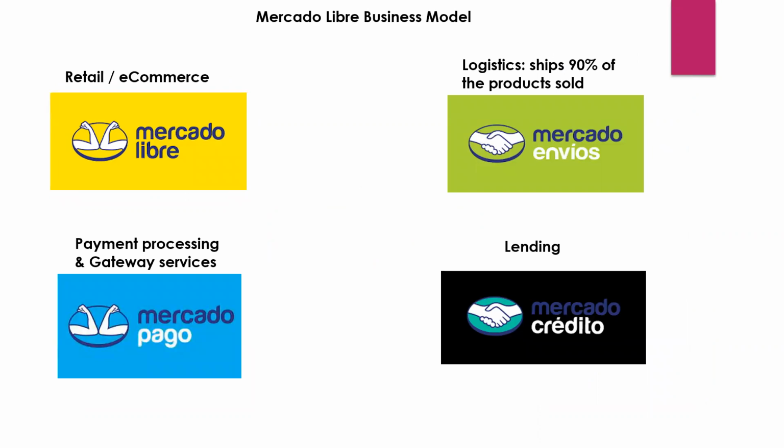So this is also called the Amazon of Latin America. They're also into e-commerce. They have logistics, and most of the products they ship, 90% of them, go through their own business, their logistics business. And they have Pago, a payment processing and gateway services business, just like earlier PayPal and eBay, right?